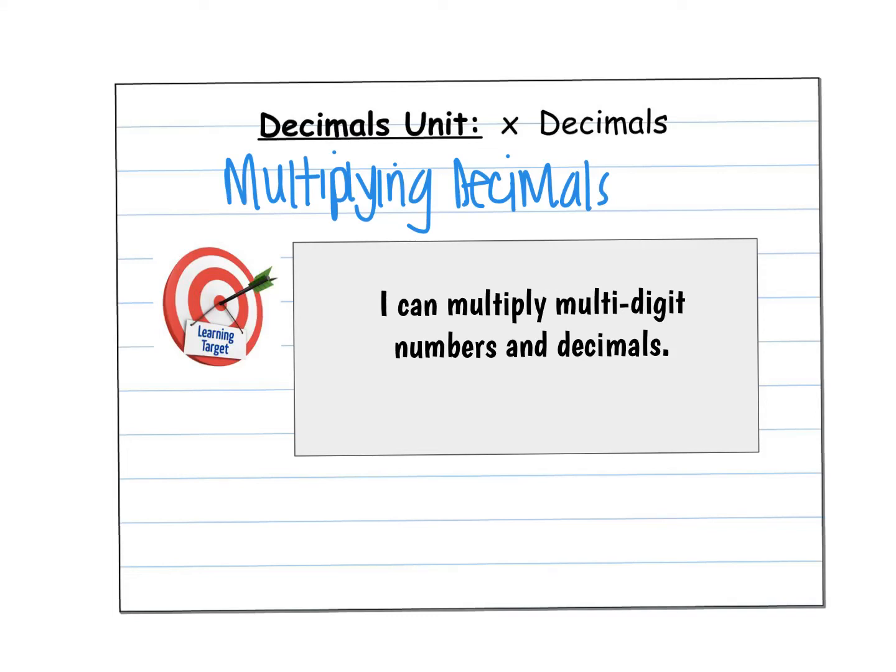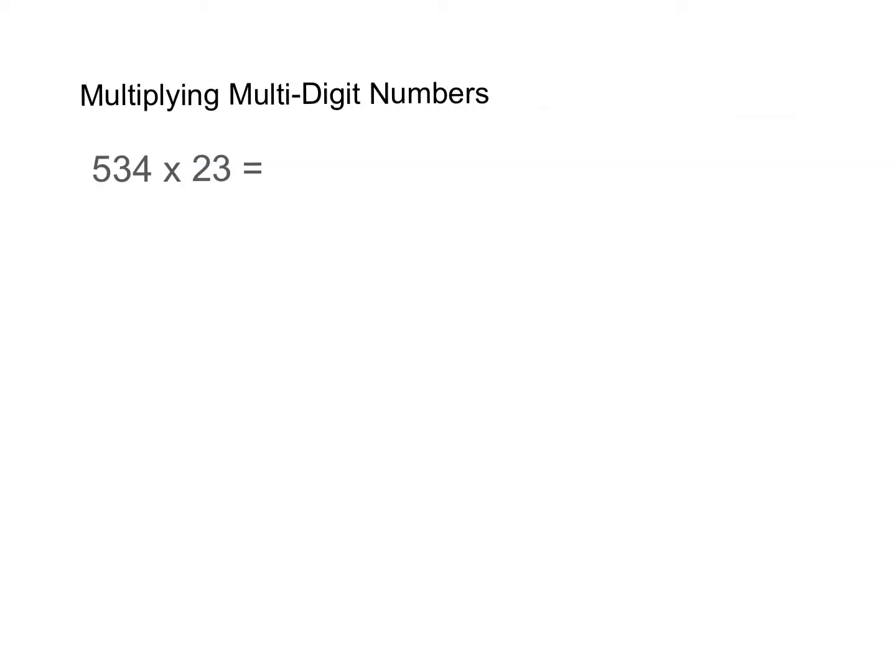Hey sixth graders, this video is on multiplying decimals, so make sure you label the top of your page with multiplying decimals. Our learning target is being able to multiply multi-digit numbers and decimals. Just a quick review of multiplying multi-digit numbers. Multi-digit meaning more than one digit, so numbers that have more than one number.